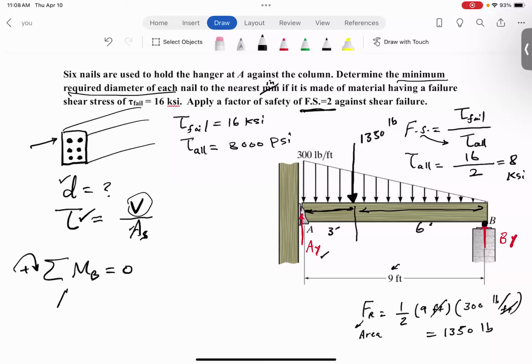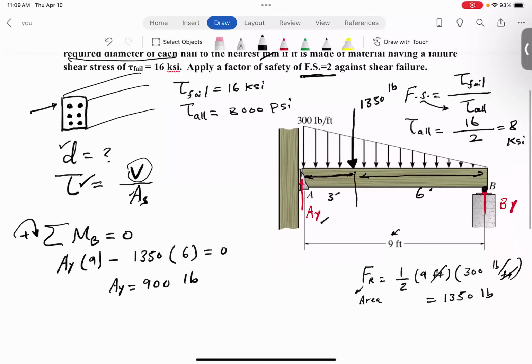So look, the moment of AY about B is AY times 9, and that's going positive because it's going clockwise. The 1350 about B is going counterclockwise, times 6. So we solve for AY, which should come out to be exactly 900 pounds.